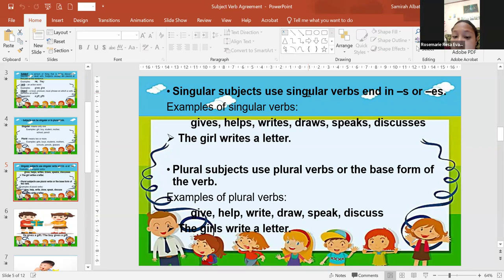Miss Samirah, can I drink? Yes, you may drink. You may go to the kitchen and get your drink.